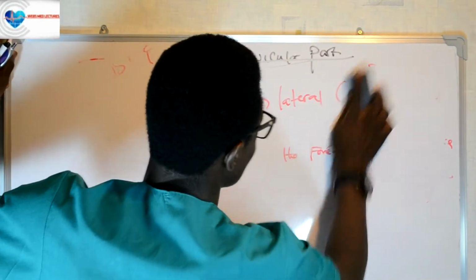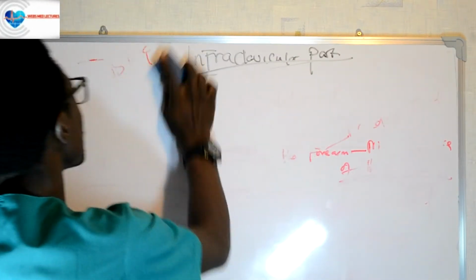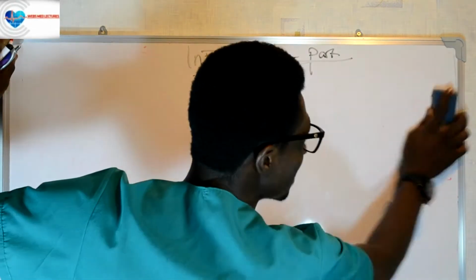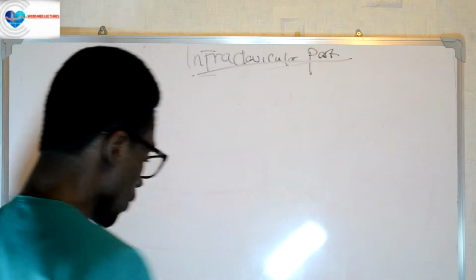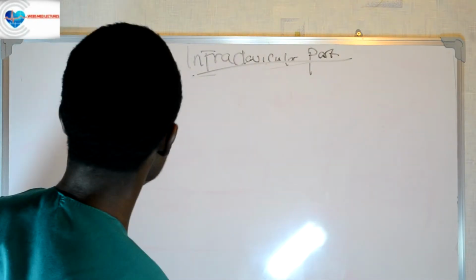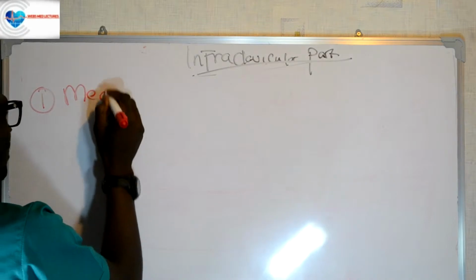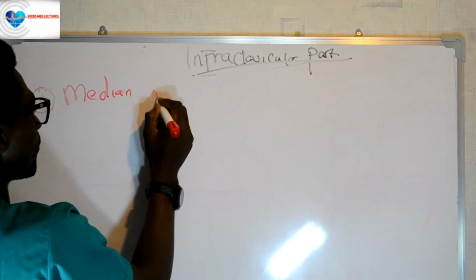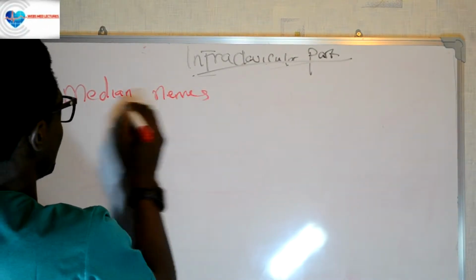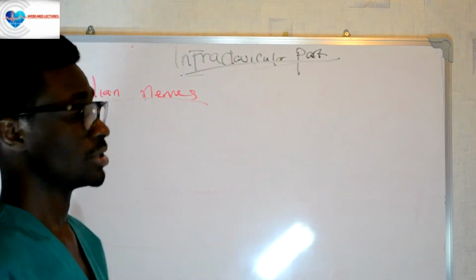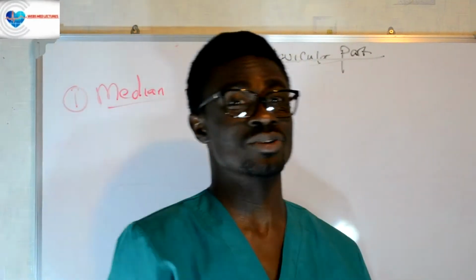Now we're gonna go into them. They are also part of what? The infraclavicular part of the brachial plexus, guys. It's really important that you know that. The first among them is what? The median nerve, guys. We're gonna start with this guy, the median nerve. Man, trust me, this guy is a nice guy. This guy is a very big guy.